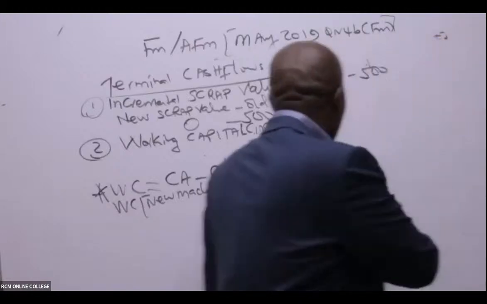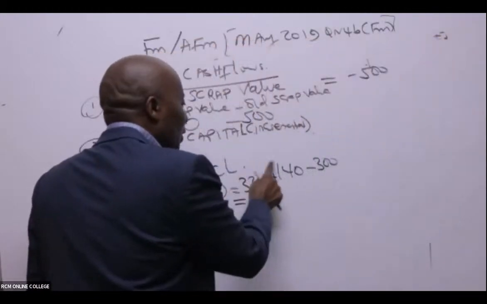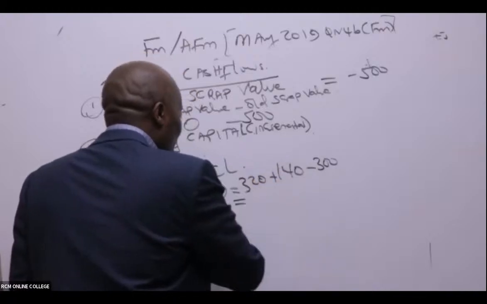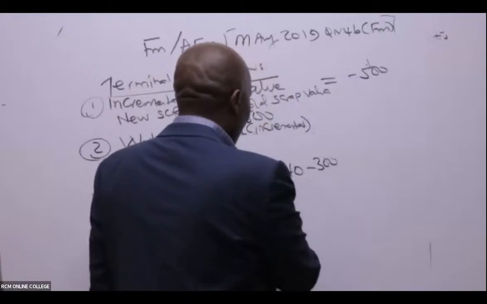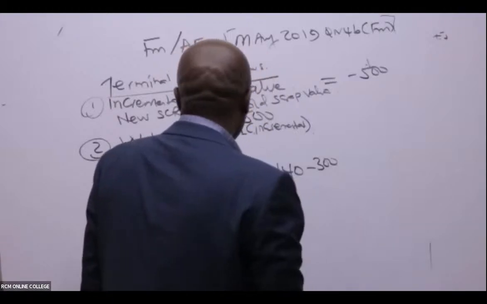Why am I adding these two? Remember, these are debtors and these are inventories. These are components of the current assets. And they're giving me a figure of 160 for the new machine.